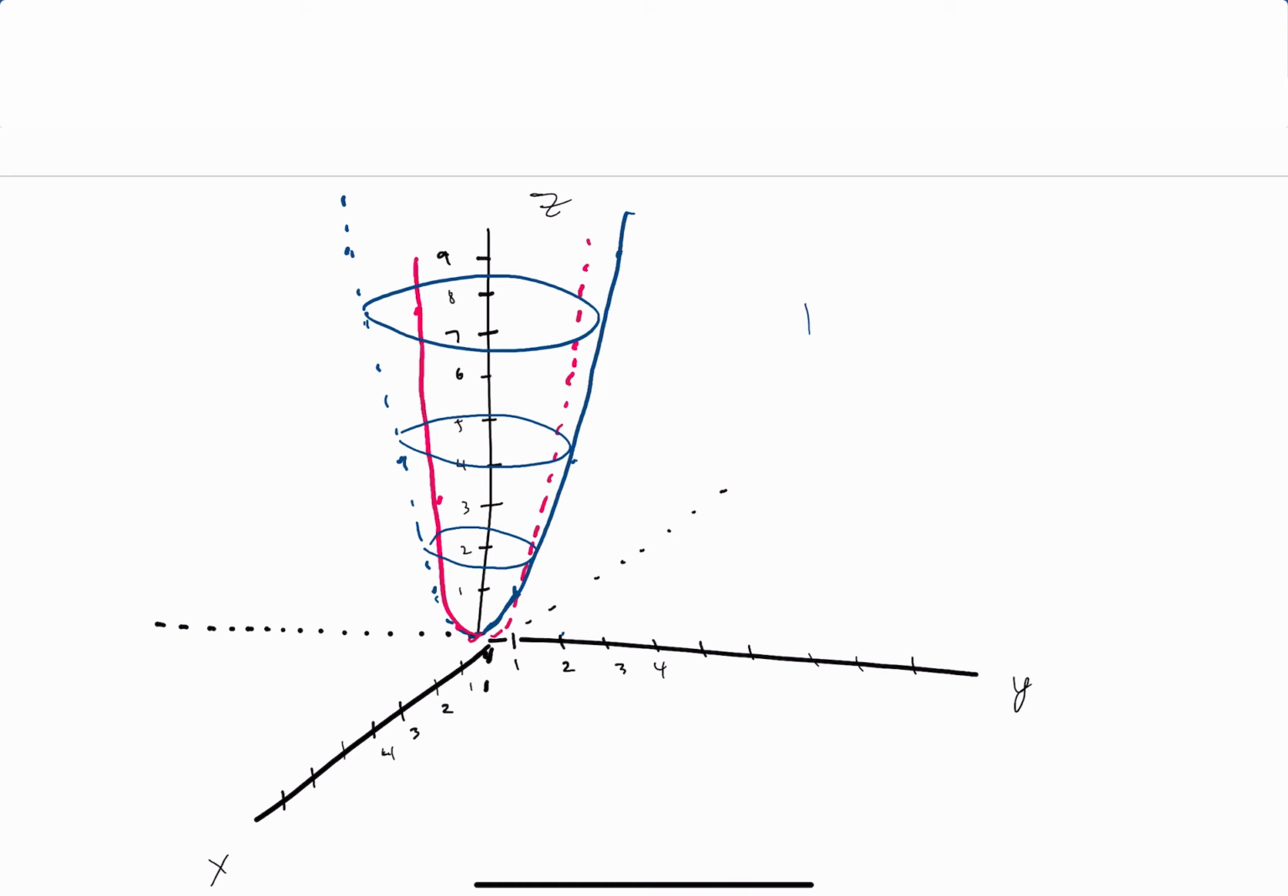This, by the way, is called a paraboloid. You don't need to know that word, but in case you run into it in the future, what it means is a surface where the vertical cross sections are parabolas and the horizontal cross sections are circles.